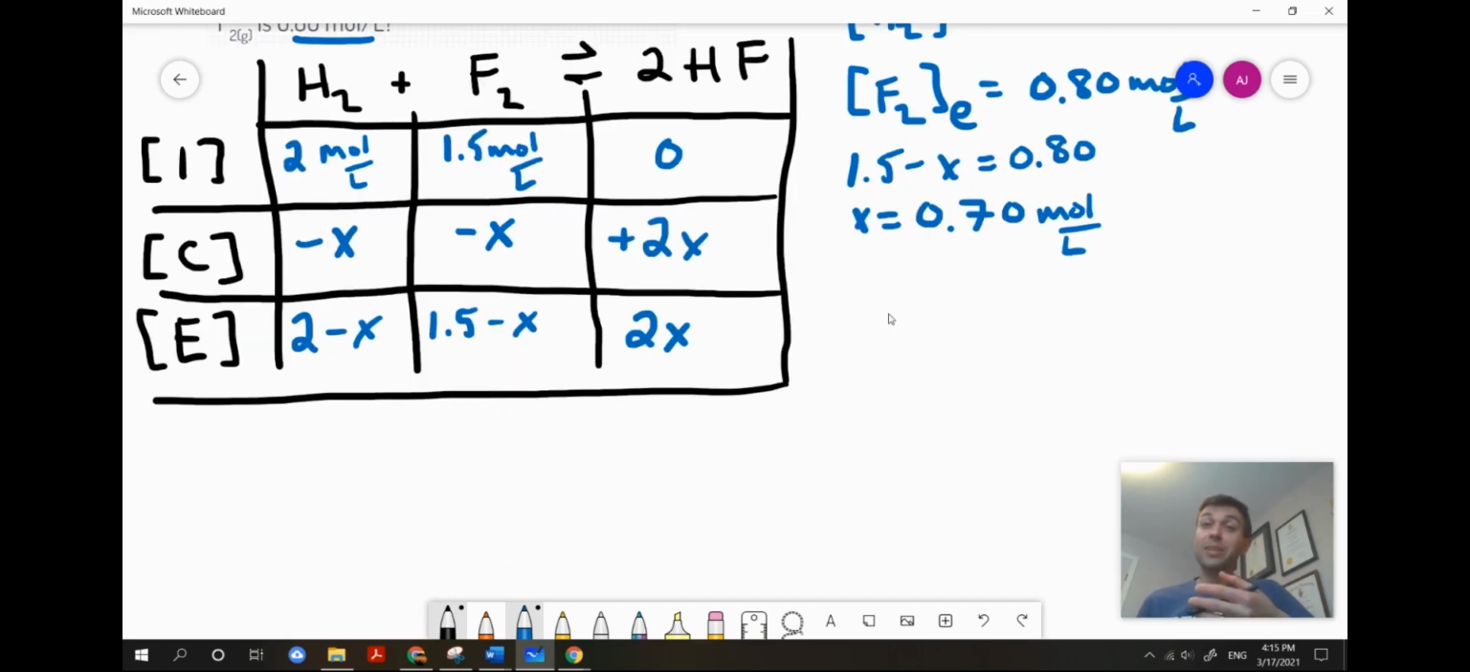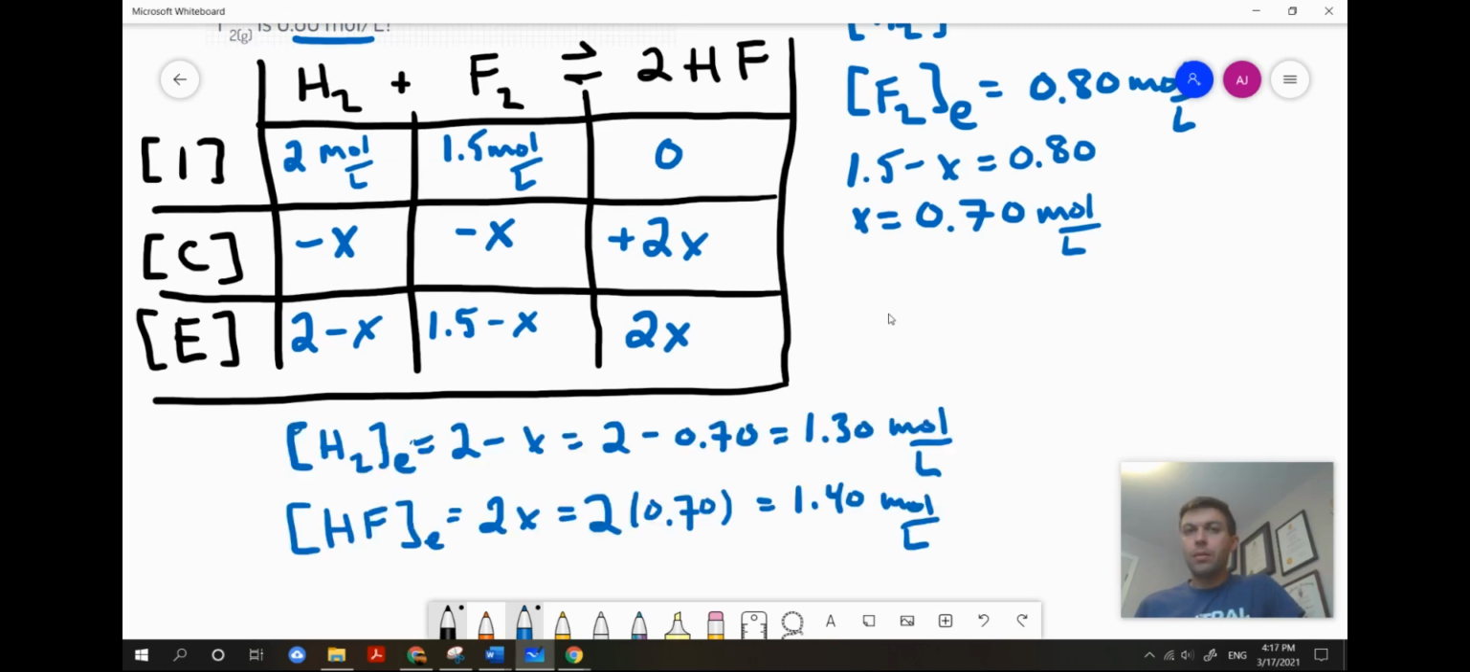A common problem in equilibrium questions is stopping when you've got that x value. Remember, x represents the change. So now we know how much these chemicals are going to change between their initial and equilibrium concentrations. But here we wanted to determine all of the equilibrium concentrations. So we know the fluorine concentration, and now let's use our value for x to determine the concentration of hydrogen gas and hydrogen fluoride. So the concentration of hydrogen gas at equilibrium is 1.30 moles per liter. The concentration of hydrogen fluoride gas at equilibrium is 1.4 moles per liter.